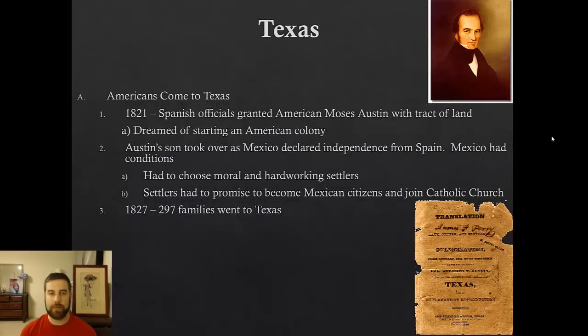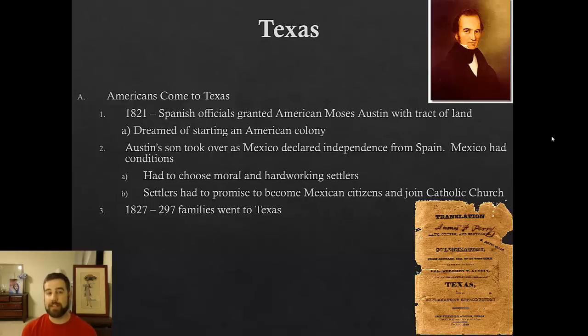So to start off about Texas, Moses Austin, who's an American, is going to ask to receive a land grant from the Spanish, and he's going to get approval for that. He dreamed of starting an American colony in Texas and having families moving there. On his way back, Moses Austin got really sick, and his son had to end up taking over.